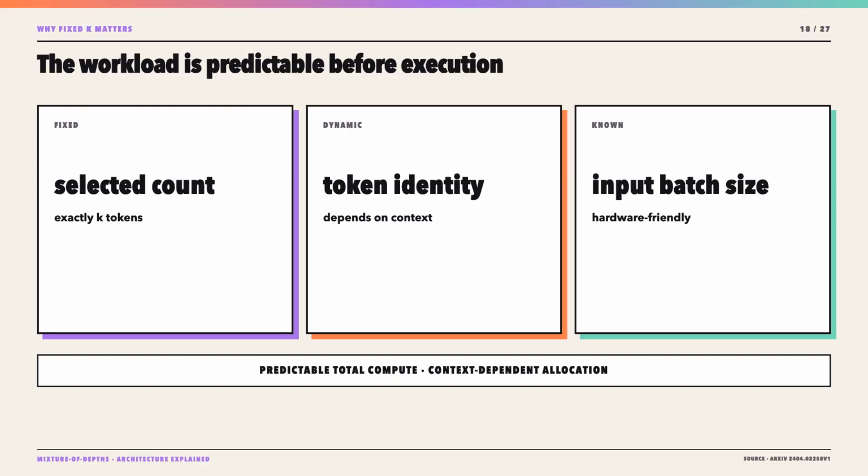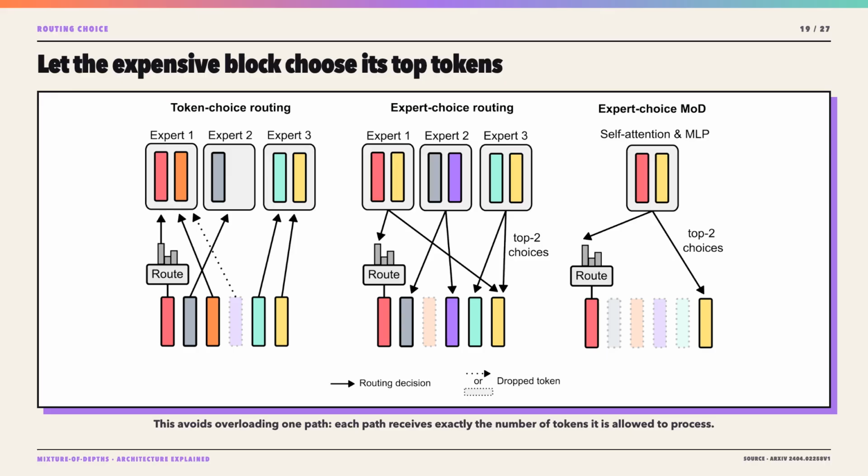Because every routed block always selects exactly k tokens, its input shape is known before the model runs. Total compute is predictable, even though the actual selected tokens depend on the current sentence. A common router lets each token choose a destination, but too many tokens may crowd into one path. This design reverses the choice. The expensive block chooses its top k tokens, guaranteeing a fixed workload.